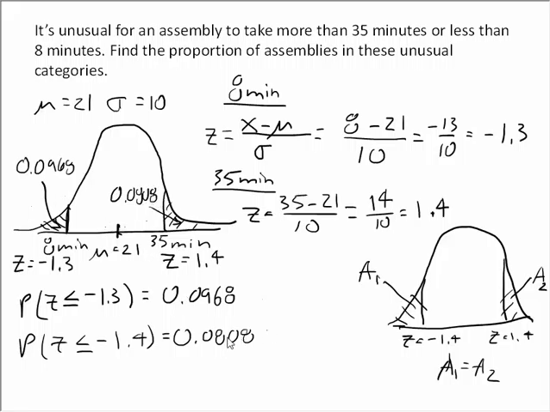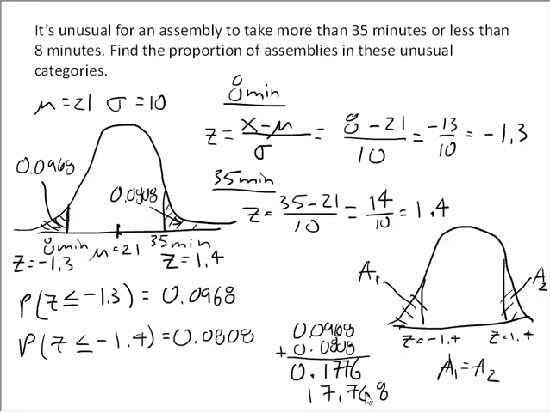I can just simply add those two together. And let's see, we'll do that right here. 0.0968 plus 0.0808. Sum those and you get 0.1776. Convert that to a percent by moving 2 decimal places to the right. That's 17.76%.